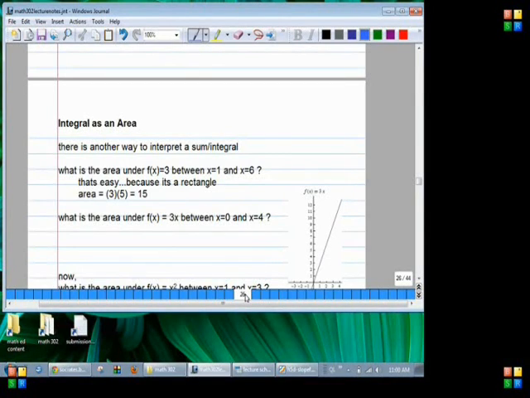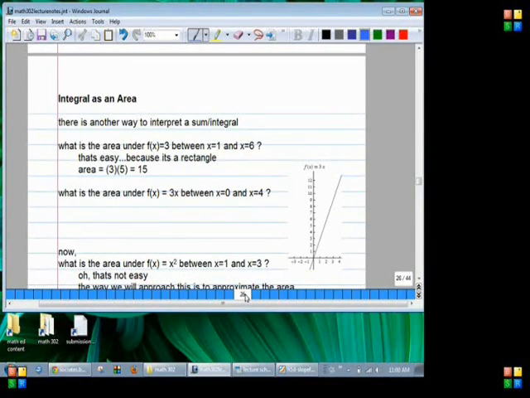What about the area under the function f of x equals x squared, between x equals 1 and x equals 3? This is not easy at all, right? This is clearly not a shape that we know, because the graph is curvy. So how can we think about finding this area? If it's a parabola, where are the triangles?